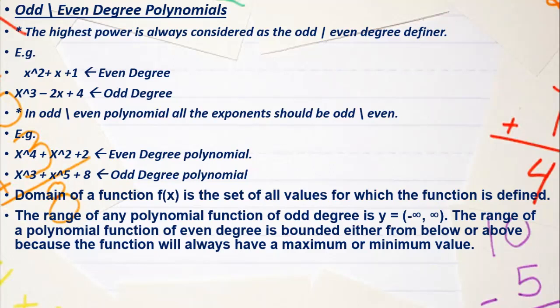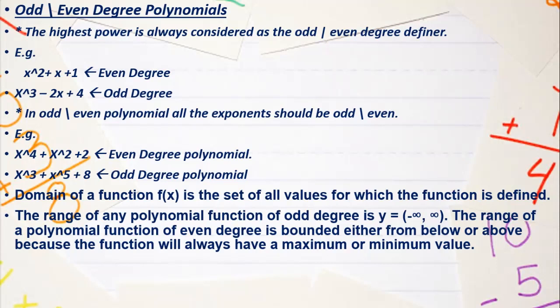For example, x to the power 4 plus x squared plus 2 is an even degree polynomial, because in an even degree polynomial, all the values have to be even in order to get a positive value. And there may be a negative value and a positive value side by side. The next example is x cubed plus x to the power 5 plus 8.